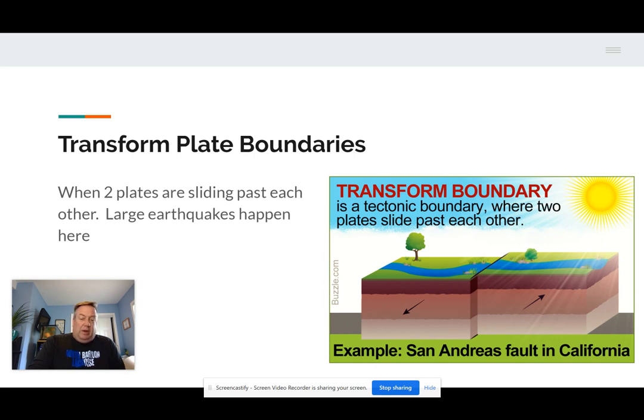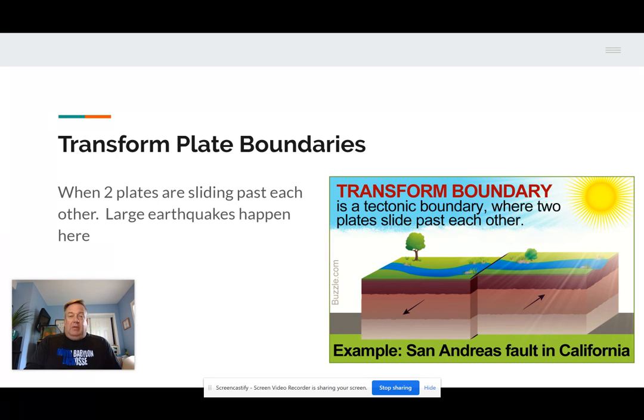This is the third one and the last one you're going to have to know. All right, this is when two plates are sliding past each other. So they're not crashing in. Figure that they're next to each other, okay? And one is going this way, and one is going that way. So we have this happening, okay? This is where large earthquakes happen, all right?